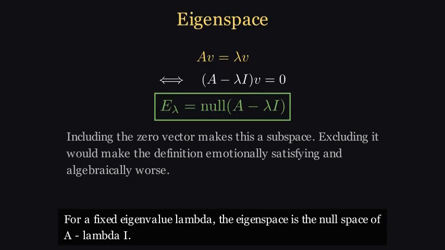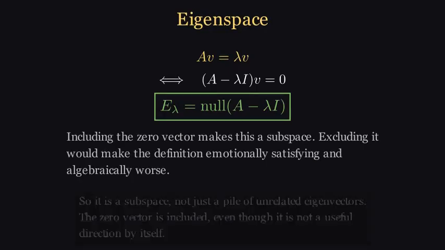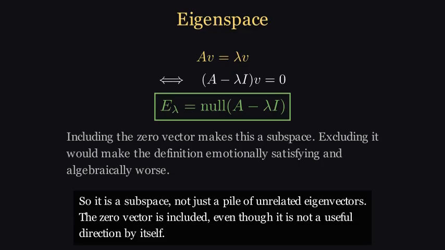For a fixed eigenvalue lambda, the eigenspace is the null space of A minus lambda I. So it is a subspace, not just a pile of unrelated eigenvectors. The zero vector is included, even though it is not a useful direction by itself.